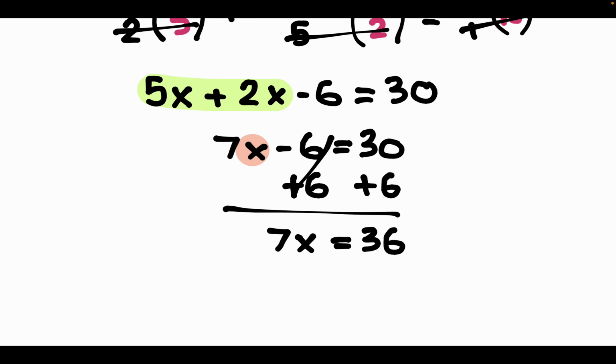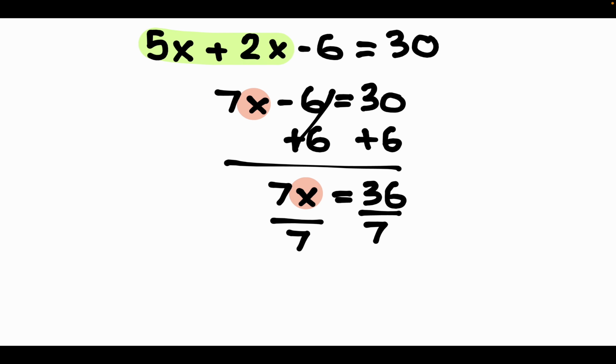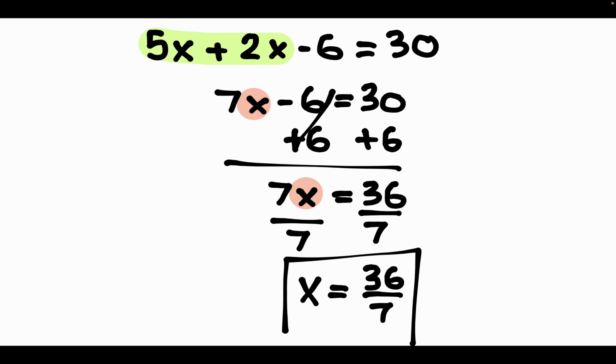You still want to isolate the x, but the x is being multiplied by a 7, and the opposite of multiplying is dividing. So you divide both sides by 7, and you would get x equals 36 over 7. And that's your final answer.